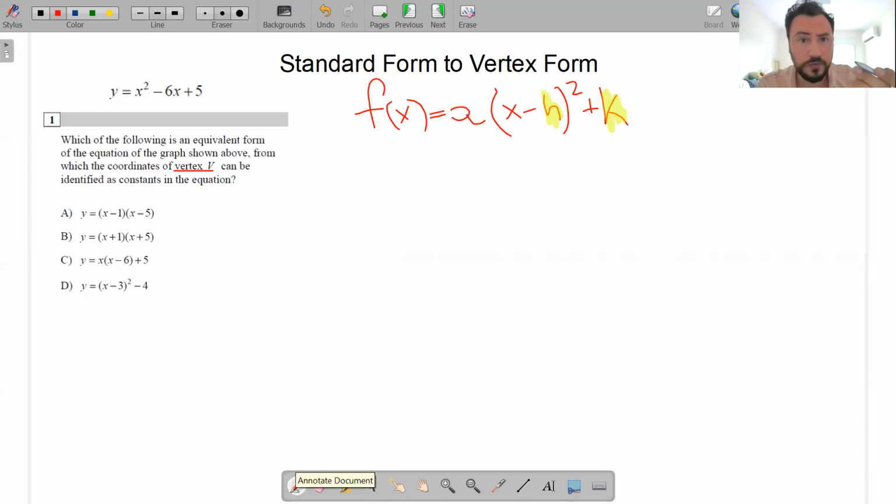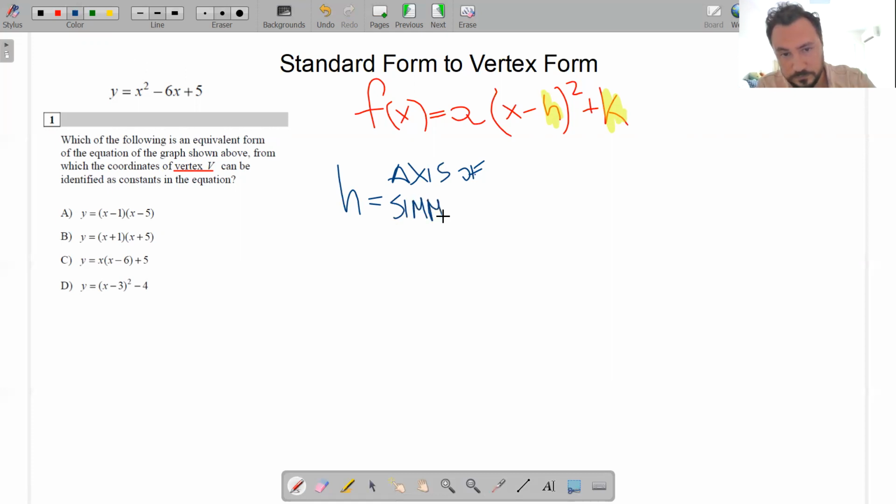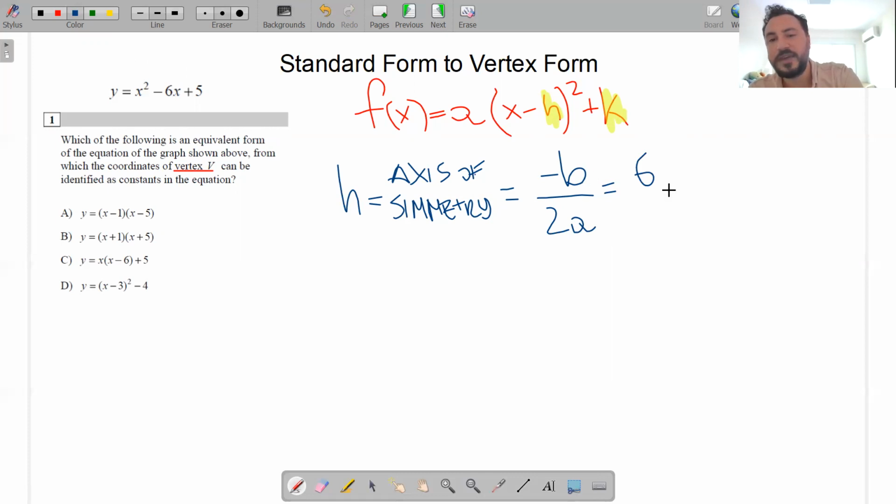We already saw before how to find them, so let's do it again. We have this formula right here. To find my value of h, I'm going to use my axis of symmetry. The formula for my axis of symmetry is negative b over 2a. And my b in this case is negative 6, so negative times negative is going to be 6. And my a is equal to 1. So my h will be equal to 3.